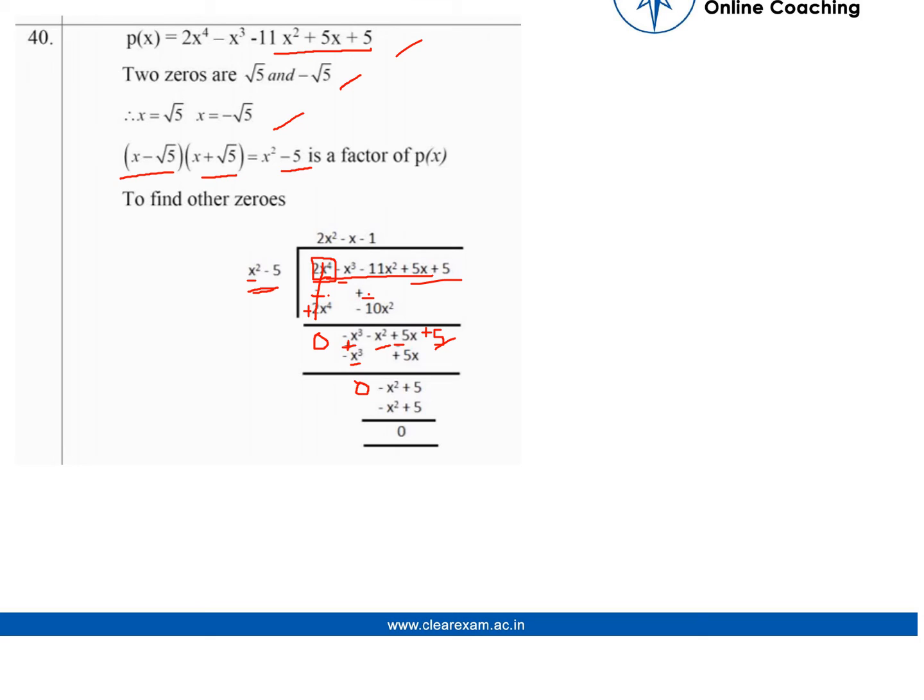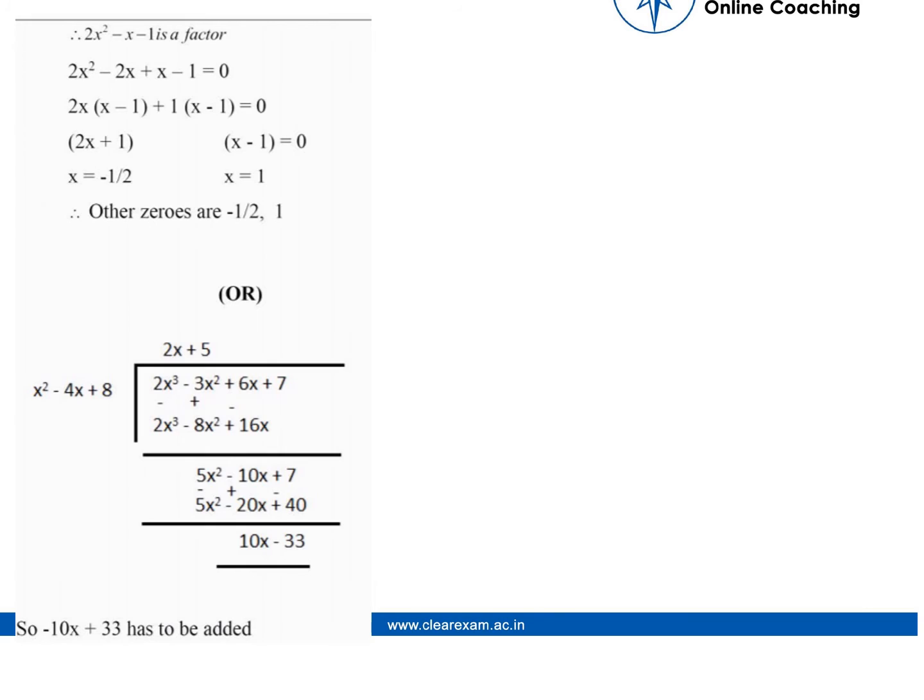When we multiply this by −1, the value comes as −x² + 5 as it is. When we change the operator, this becomes positive and this becomes negative. These values get cancelled out, and it becomes 0. So this is the quotient: 2x² − x − 1. So this 2x² − x − 1 is the other factor.